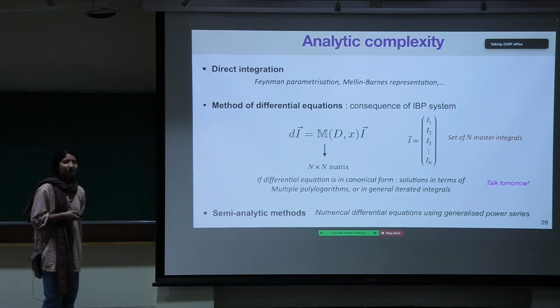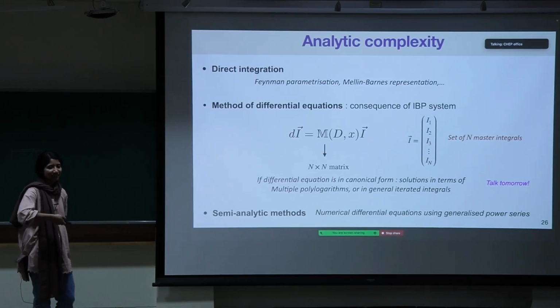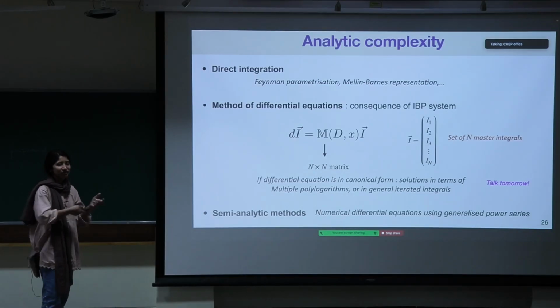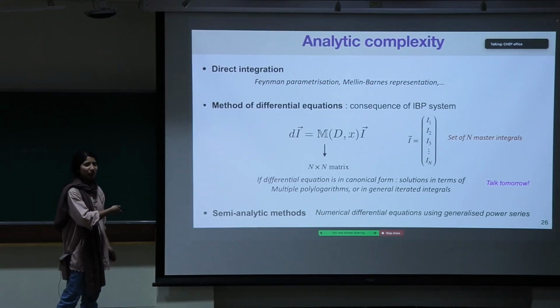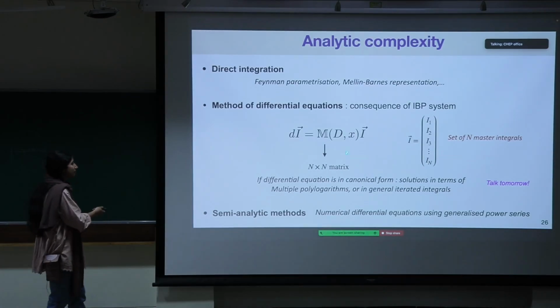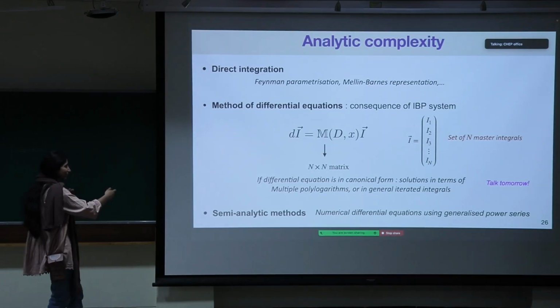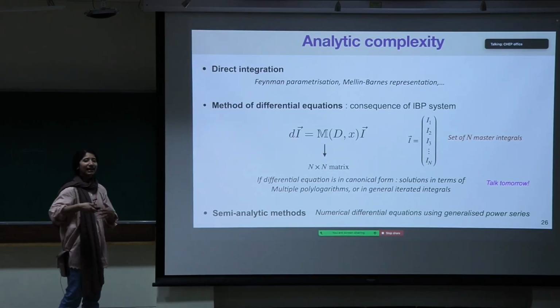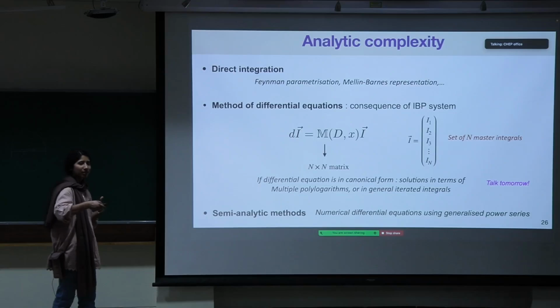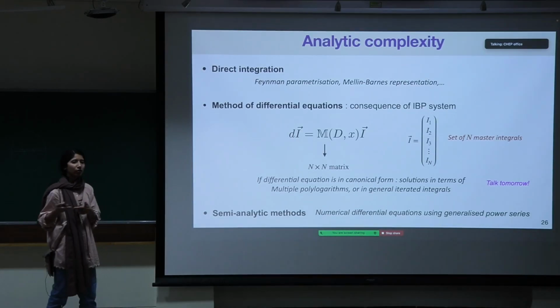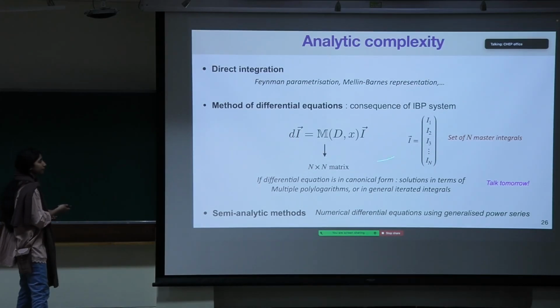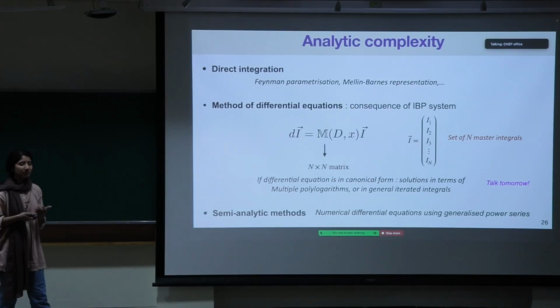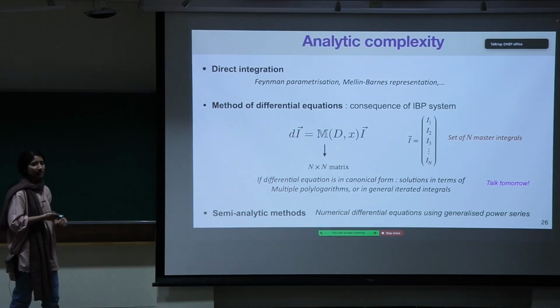Because in four dimensions we have this dimension parameter epsilon, so basically it is D minus 4. When I said canonical form, it basically means that this D minus 4 you can explicitly factorize from the matrix. If that is the form, then you can expand the whole differential equation and solve it order by order in epsilon. That is why canonical equations can be solved easily.